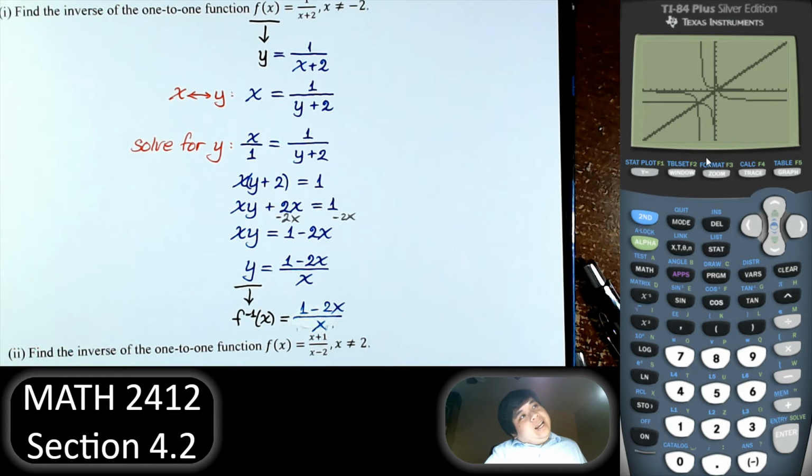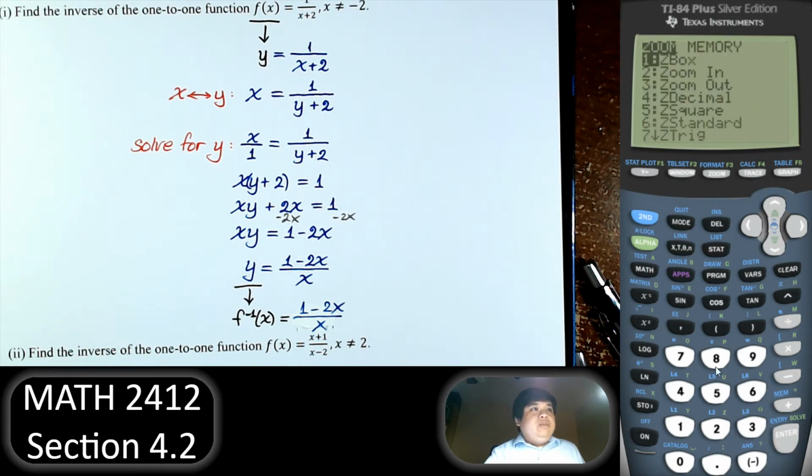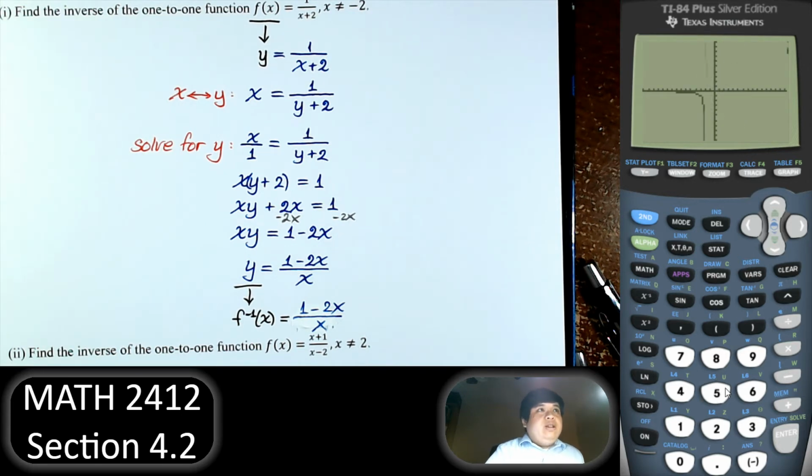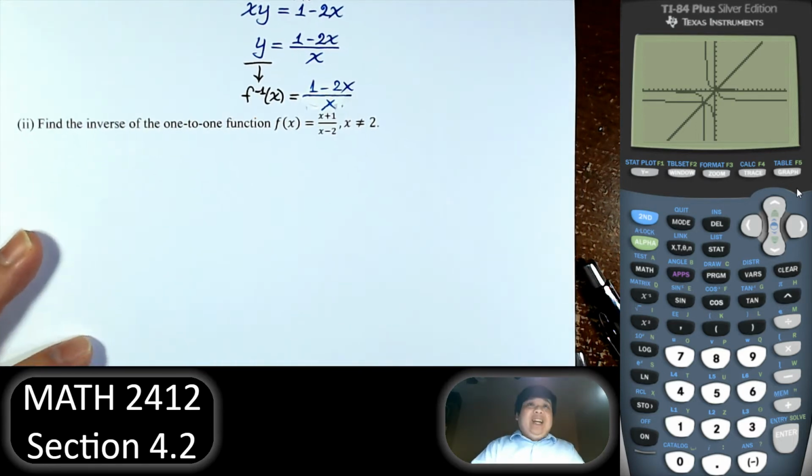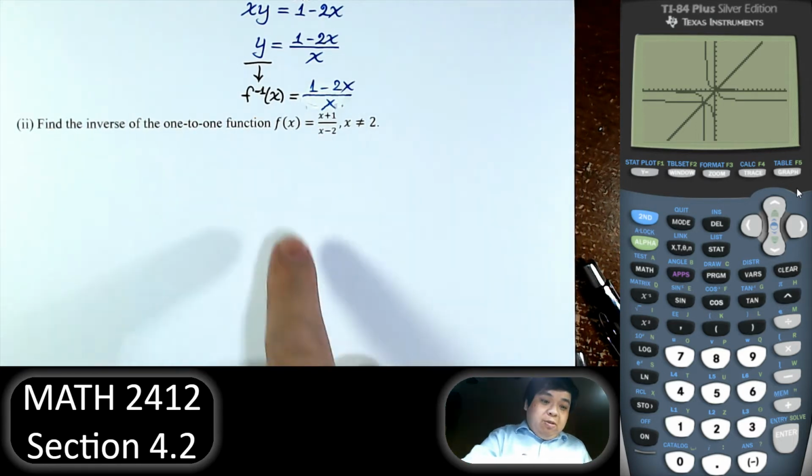Right. Now it is better to see that this portion and this portion are inverse of each other. We have this portion and that portion are inverse of each other. Reflection of each other. Oh, is it better? Yeah, this is better. Right, sorry about that. Right, now find the inverse of this one-to-one function.